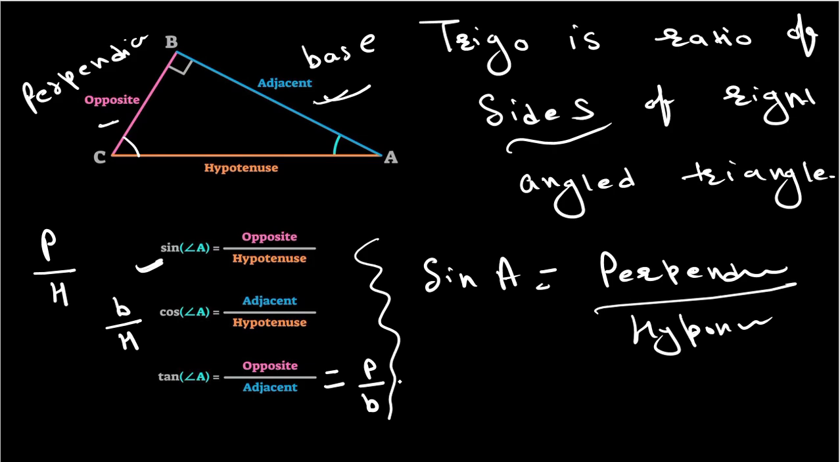So sine is all about ratios. Sine of any angle is a ratio of two sides. Like sine A, ratio of perpendicular to hypotenuse, cos A, ratio of base to hypotenuse, and tan A, ratio of perpendicular to base. So there are three types of ratio which are defined in trigonometry.